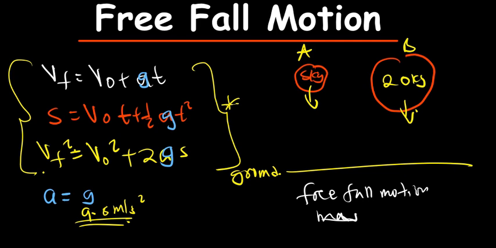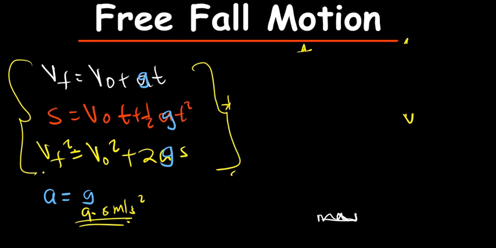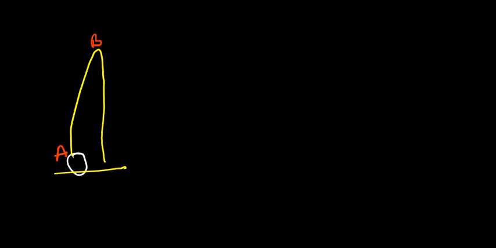But now let's talk more about this free fall motion. Allow me to just get rid of this. Let's say you have an object, you throw it, it goes up, it reaches the maximum height, it comes back like that. This is the ground. Let's call these points A, B, C.